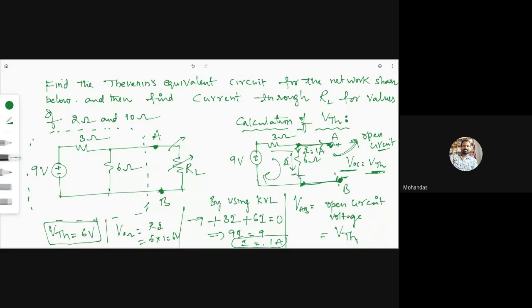So we have calculated V Thevenin by using the procedure. All of you note it down. We will give 2 minutes of time. Please note down, and later I will explain how to calculate R Thevenin.